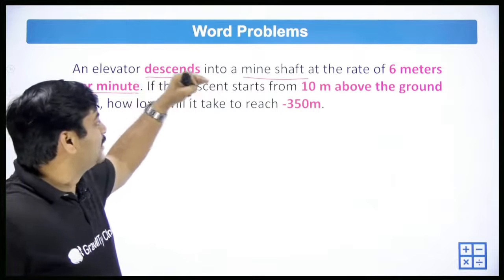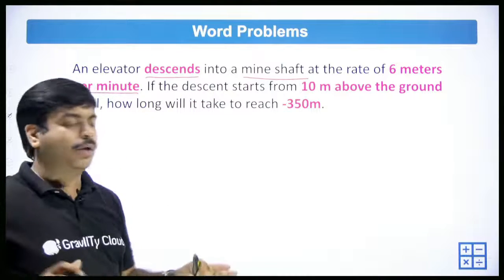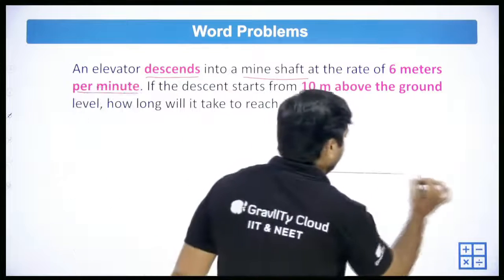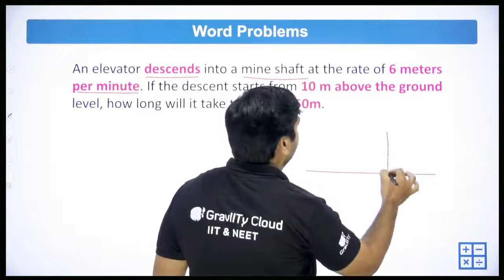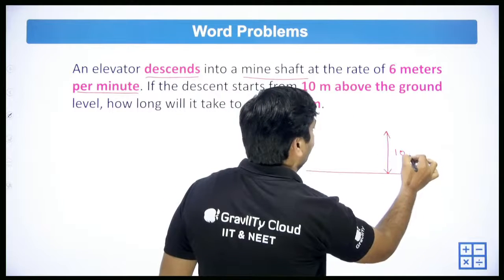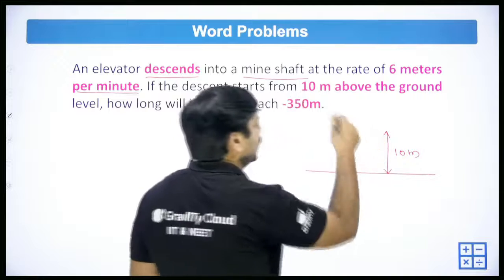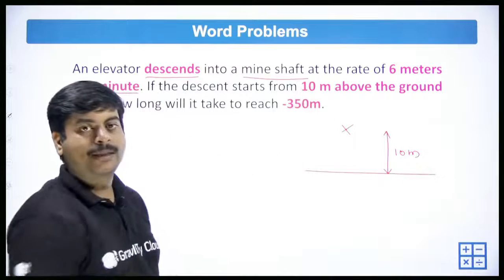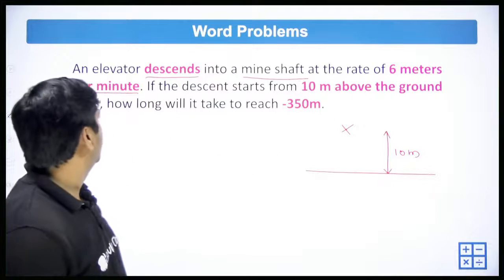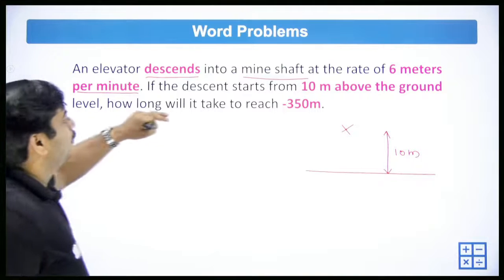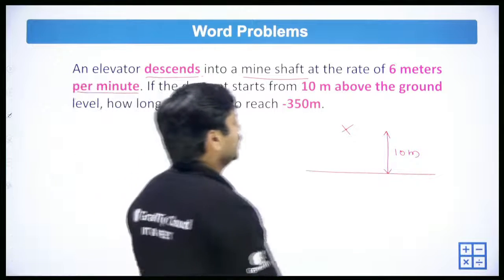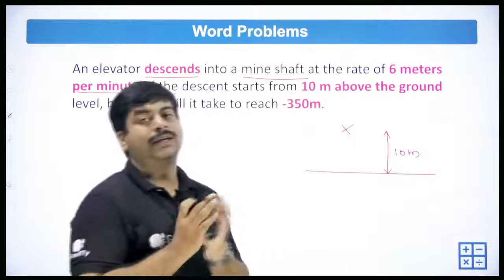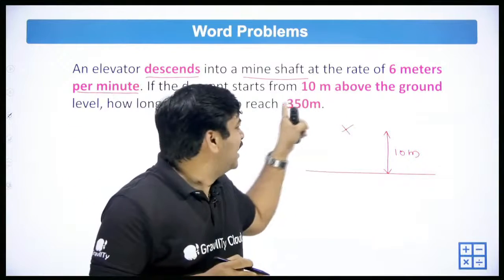If the descent starts from 10 meters above the ground. So this is the ground here, and above the ground we are starting from 10 meters. From this point, the elevator is moving down. How long will it take to reach minus 350 meters? Minus 350. So you need to understand what this negative is.